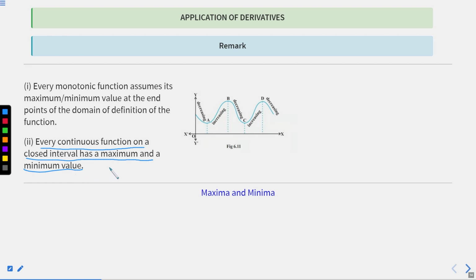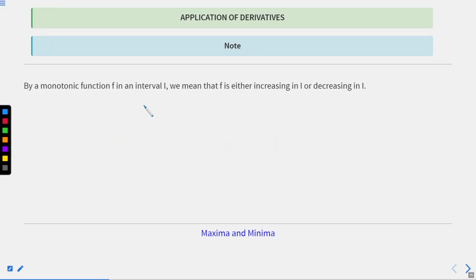Clear? Okay. So note, by a monotonic function f in an interval I, we mean f is either increasing or decreasing. That's what I already told you. So monotonic means either increasing or decreasing. So that's it for now.